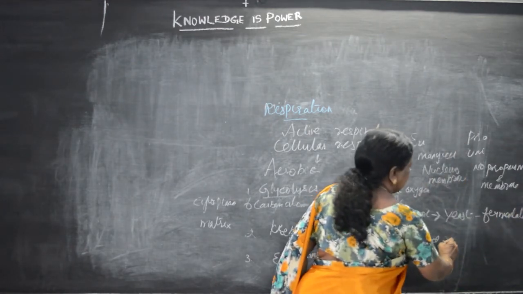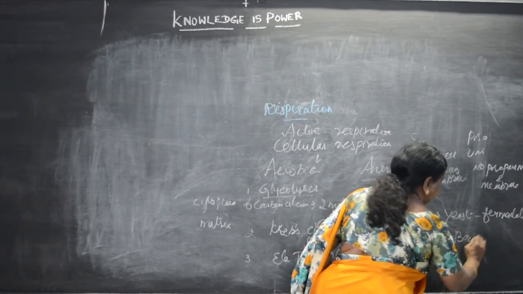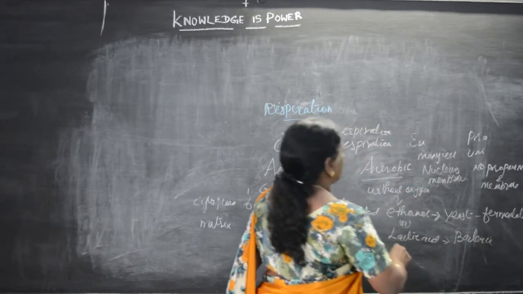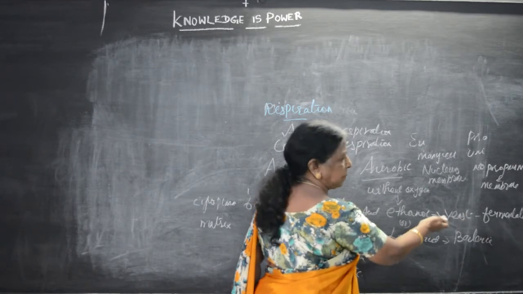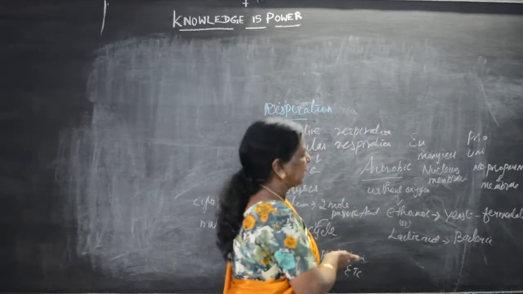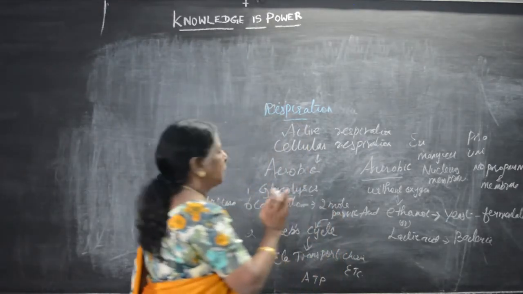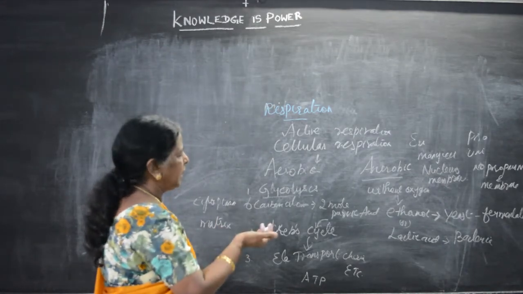Then lactic acid is produced by bacteria. So the energy is converted into ethanol by fermentation by the microorganism yeast, or else it may be converted into lactic acid by the microorganism bacteria. So these are the 2 processes, 2 respirations found in the plants, that is in the higher as well as lower.